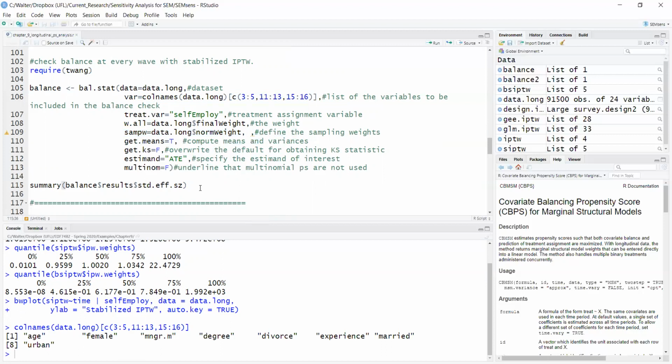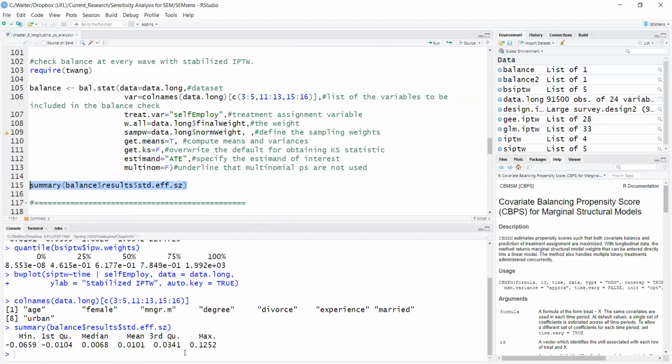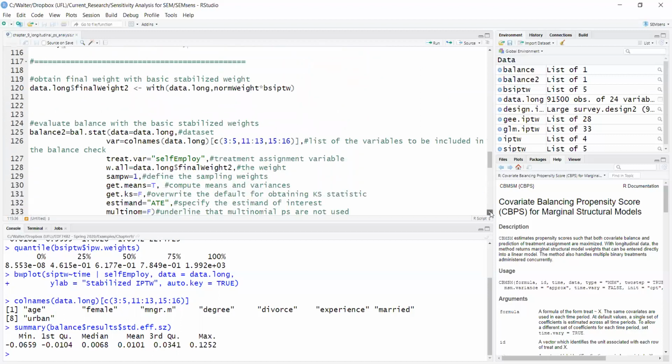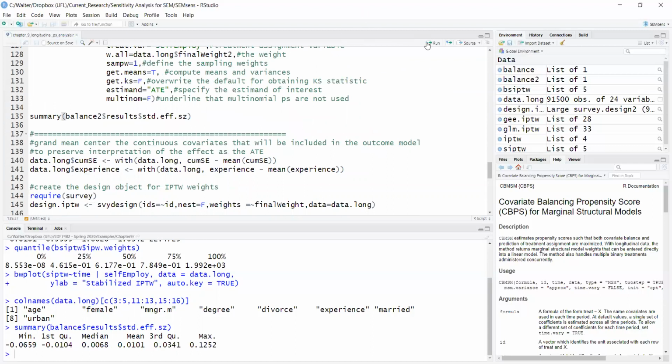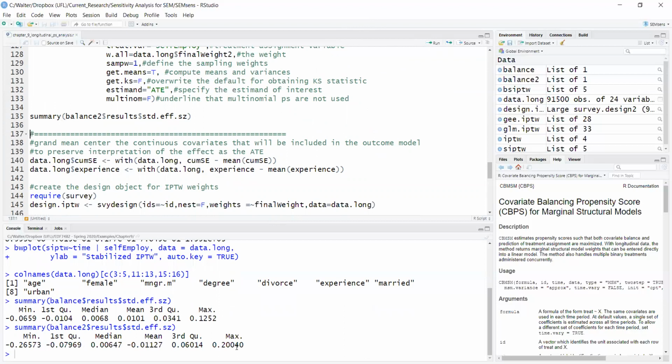So if I look at the summary of my balance results, I can see that I did okay. The maximum standardized effect size is 0.1252. If I was using the What Works Clearinghouse standards from the US Department of Education, the worst possible baseline equivalence there is 0.25 standard deviation. So this is below that. Now we can compare that with the basic stabilized weights. The stabilized weights did a little bit worse.